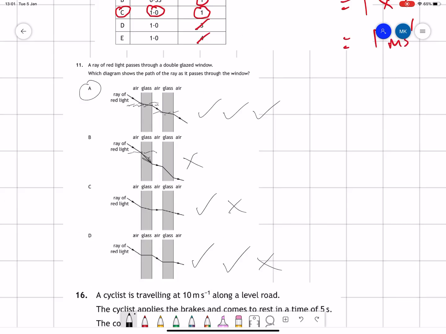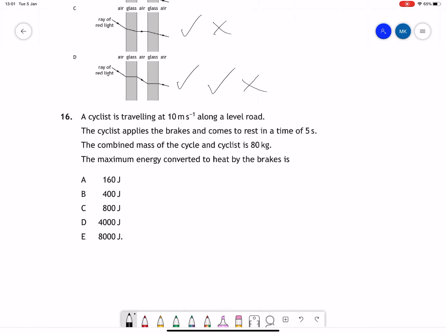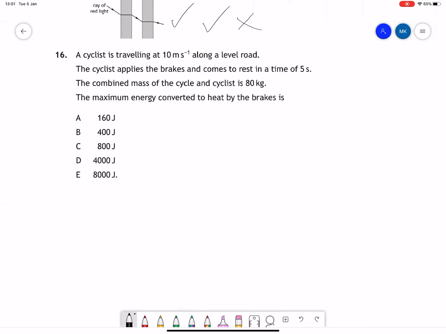Right, 12, 13, 14, 15 we've not covered yet, so you should just skip straight to 16. So you've been given a speed, 10 meters a second. You've got a mass, 80 kilograms. And you've got a time, 5 seconds to come to rest.